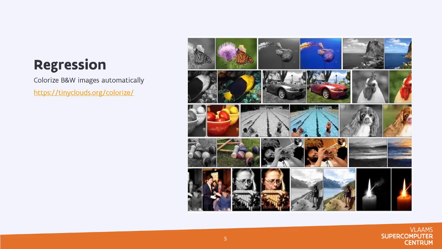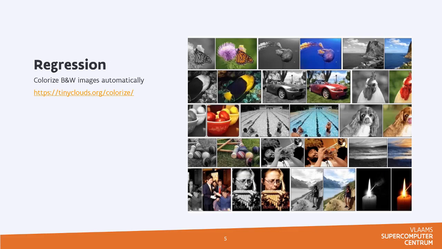So let's look a little bit into regression and some applications of that. A very nice one is colorizing black and white images. You see quite a number of examples. The input is essentially a grayscale image, and the output is that same image but now colored.